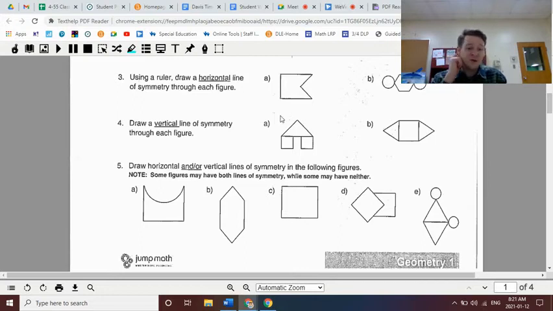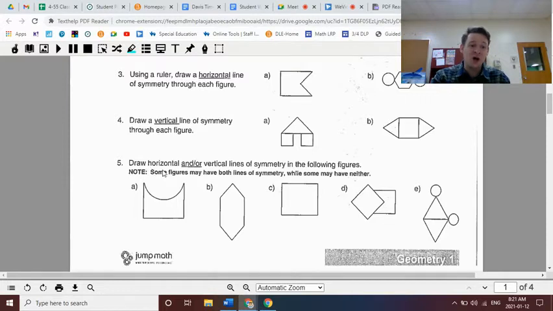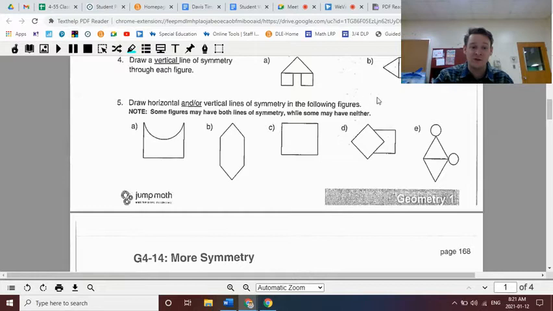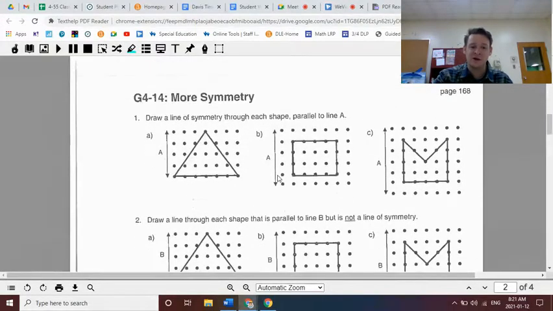Number 4, draw a vertical line of symmetry through each figure. Vertical means up and down, an up and down line of symmetry. Number 5, draw horizontal and/or vertical lines of symmetry in the following figures. Some figures may have both lines of symmetry, horizontal and vertical, while some might not have any lines of symmetry. So you've got to play around with these shapes and see. I'd press lightly with my pencil in case you need to do some erasing.